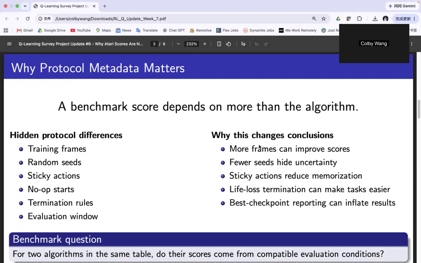More training frames can give an algorithm more opportunity to improve. Too few seeds can hide uncertainty. Sticky actions can prevent agents from exploiting deterministic memorization. Life loss termination can make games easier by adding episodes earlier. Best checkpoint reporting can also inflate performance compared with fixed evaluation. So when we compare scores, we need to ask whether the conditions behind those scores are compatible.